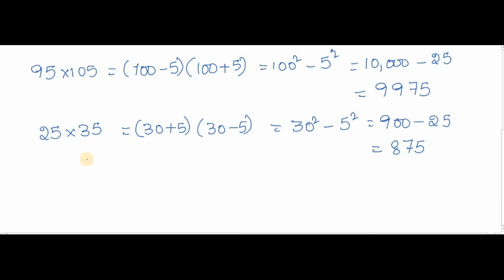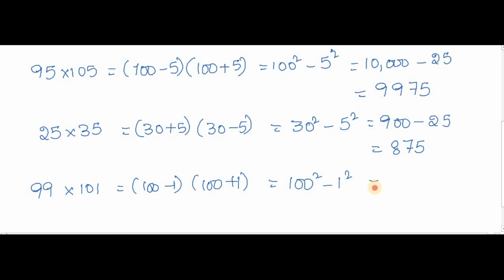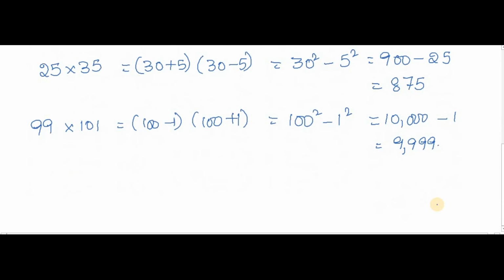And we'll move on with one more example, friends. I'll take an example of 99 and 101. See friends, one is 100 minus 1 and the other one is 100 plus 1. So 100 square minus 1 square. 100 square is nothing but 10,000, and 1 square is 1 itself. So 10,000 minus 1 is 9,999. Just simple. If you want to calculate very fast, practice makes a man perfect.